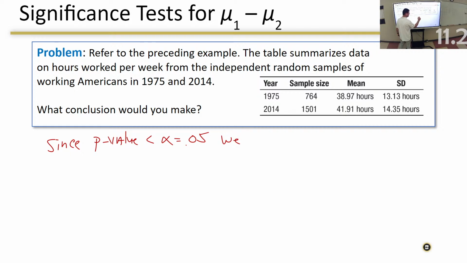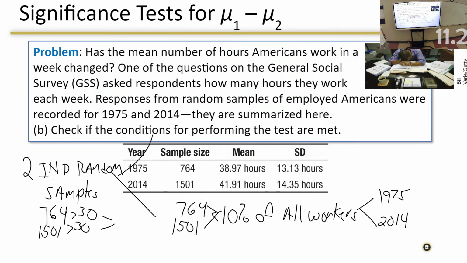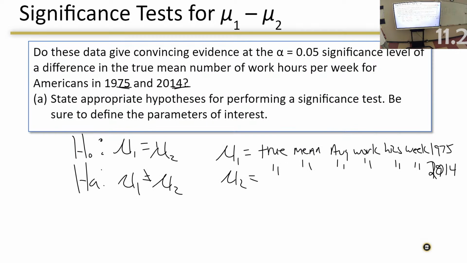We reject Ho. P is low, the Ho must go. If we reject, there is enough evidence to suggest a difference in the true mean number of hours worked for Americans in 19. That's what I'm going to put.